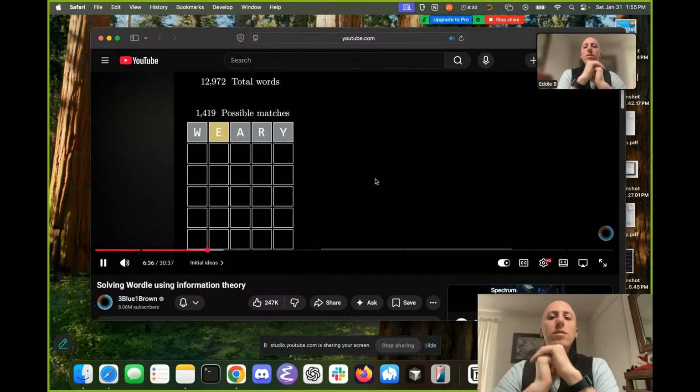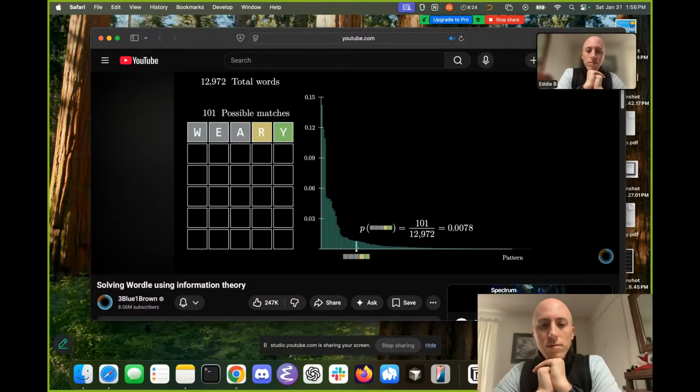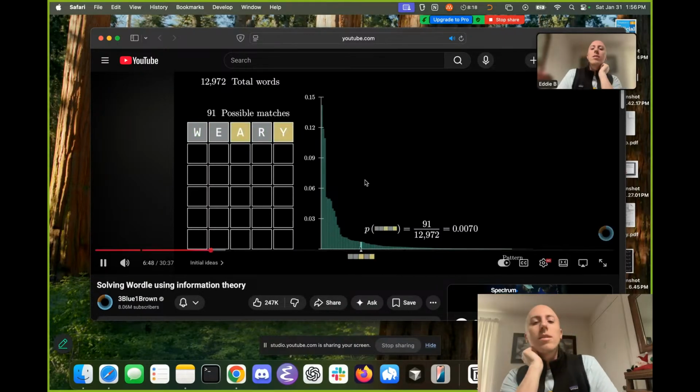To get a more global view here, I'll show you the full distribution of probabilities across all of the different patterns that you might see. Each bar that you're looking at corresponds to a possible pattern of colors that could be revealed, of which there are 3 to the 5th possibilities.